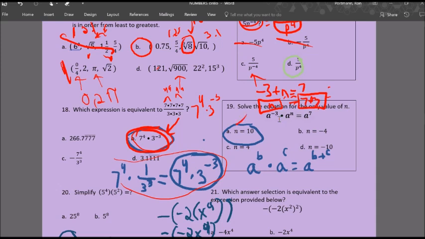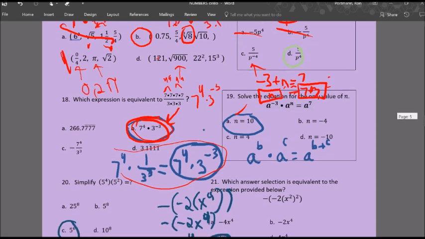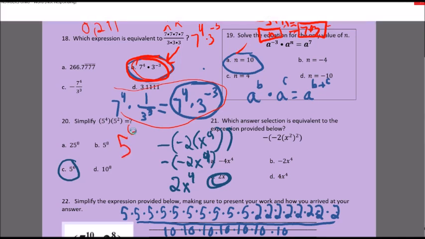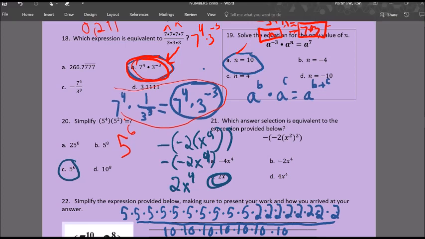Number 20, this is just another, I put this one on here just because the notation looks a little bit different. 5 to the fourth times 5 squared, the base is the same. You're multiplying. Whenever you have parentheses touching each other, that's multiplication. That would be 5 to the 6th power. Base is the same, you're multiplying, you add the exponents, it'd be 5 to the 6th.